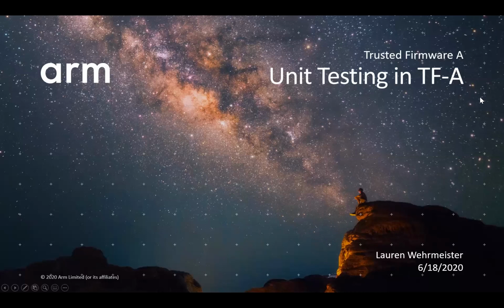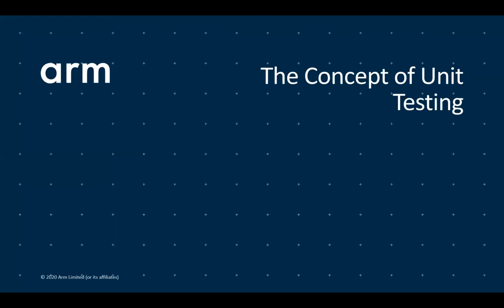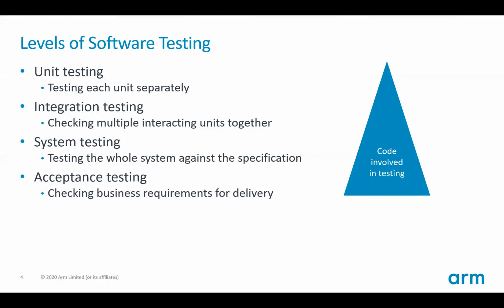So I'm going to give an introduction into the unit testing framework we have for TF-A. First, go through the concept of unit testing briefly, then go through the framework and its components, and then discuss some future work we have planned. So, starting with the concept, there are 4 levels of software testing. We have unit testing, the testing of each unit separately; integration testing, which is checking multiple interacting units together; system testing, testing the whole system against the specification; and finally acceptance testing, checking the business requirements for delivery.